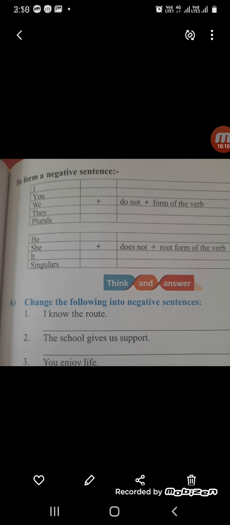Simple present tense is a habitual action. It's an action which takes place regularly. It is a universal truth that the sun rises in the east and sets in the west. These kinds of things are called universal truth. The Taj Mahal is the seventh wonder of the world. Again, it's a universal truth. So these kinds of sentences are said to be simple present tense. I hope you have understood.